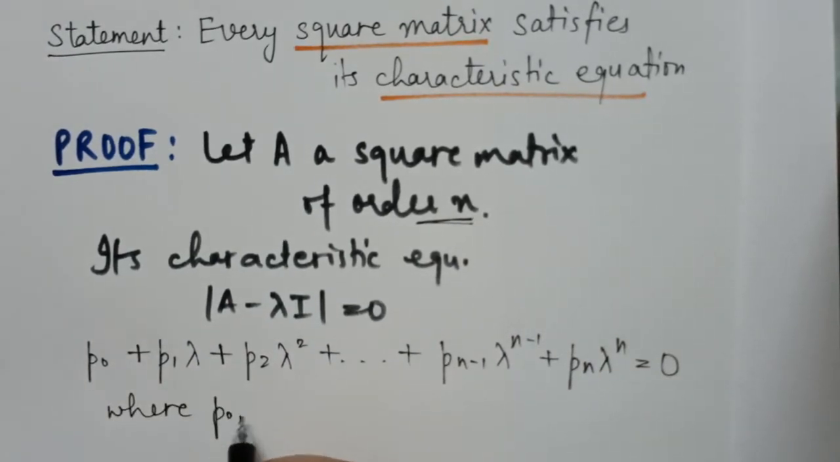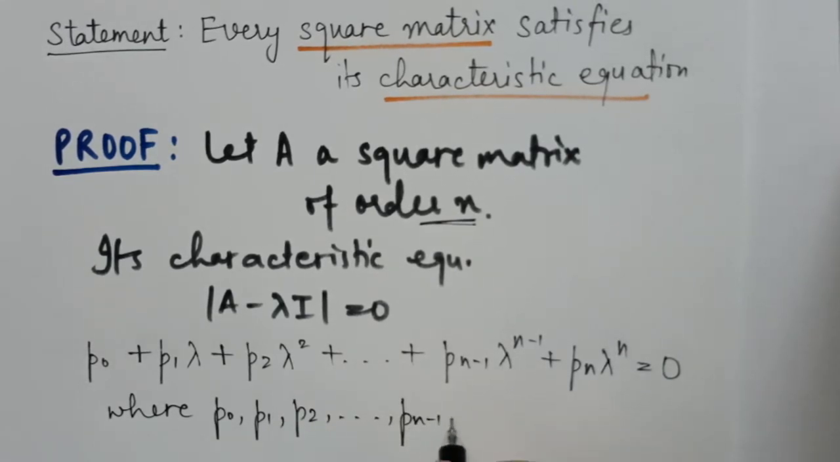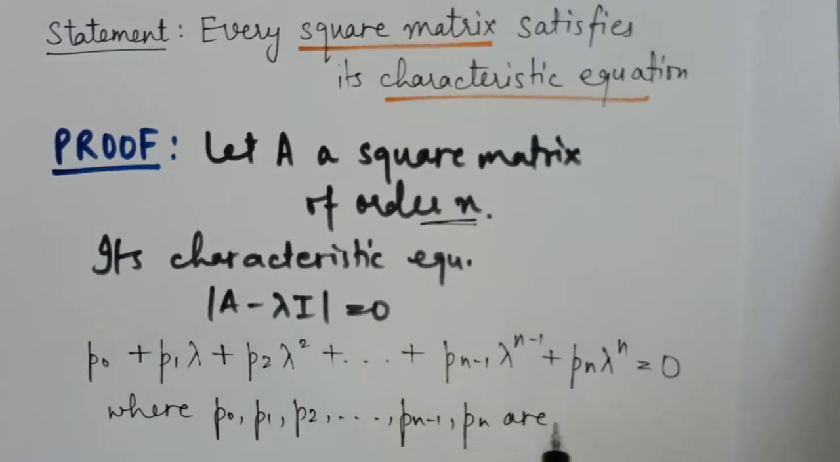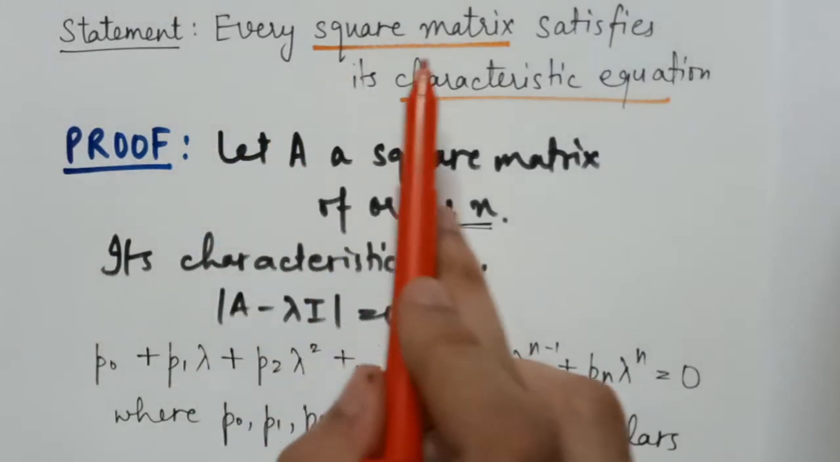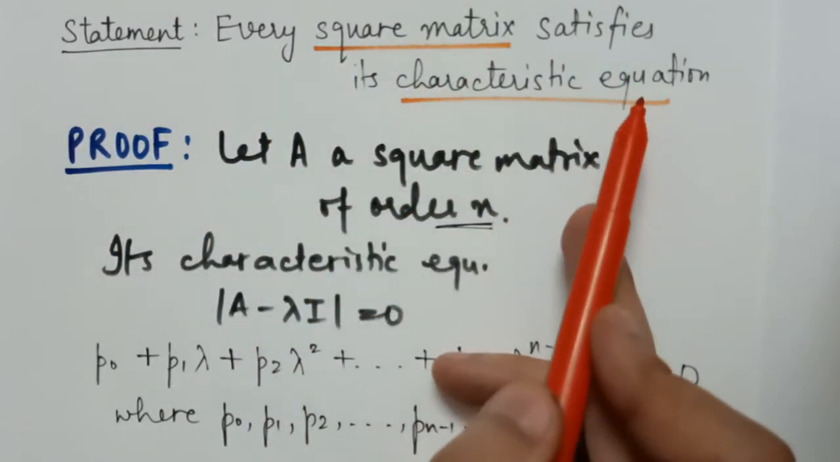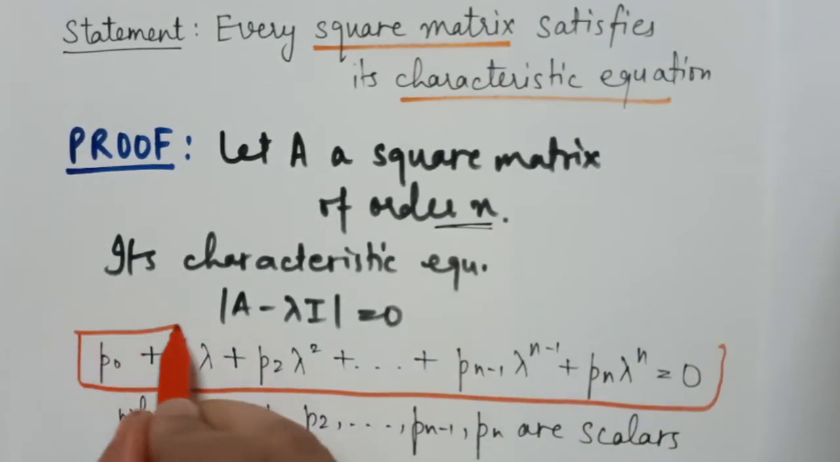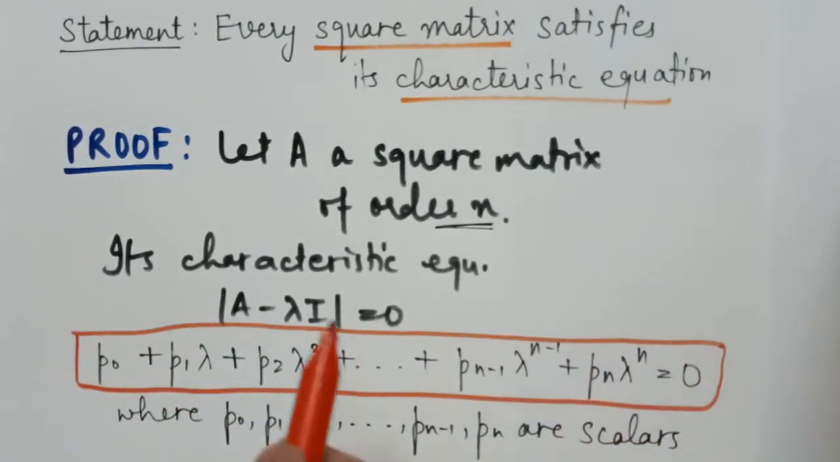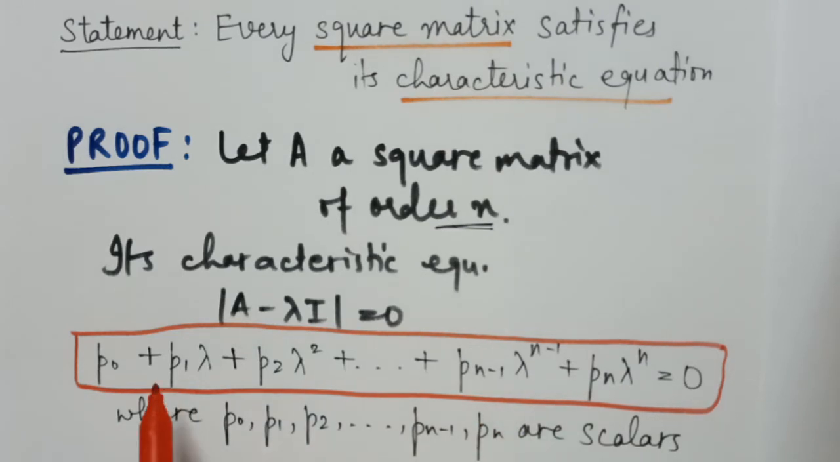Here p0, p1, p2 and so on up to pn minus 1, pn are all scalars, or you can say constants whatsoever. And now we have to prove that every square matrix satisfies its characteristic equation. Now we have got this equation as characteristic equation, and we simply have to prove that the given square matrix A satisfies this equation, which means we have to simply replace lambda in this equation by A.